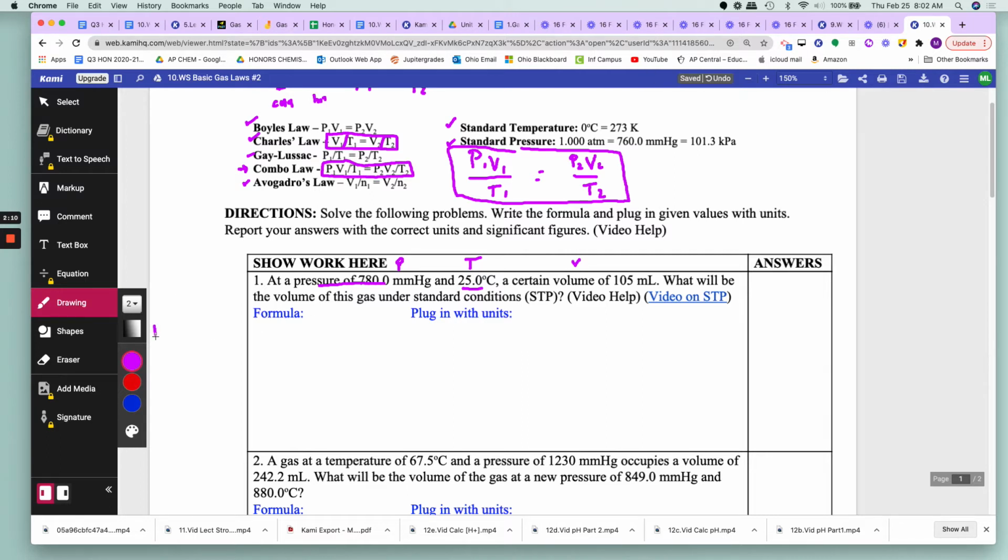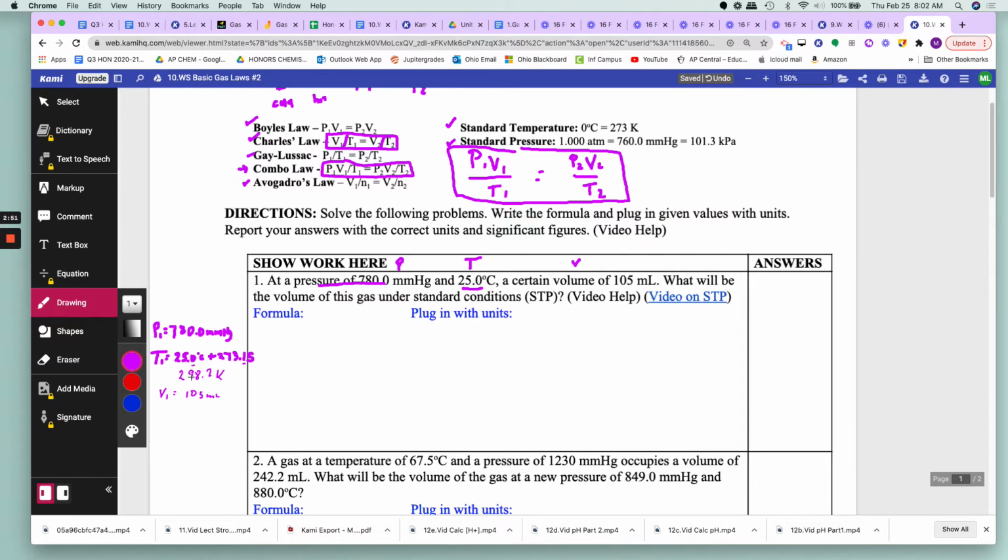At a pressure of, so P1 is equal to 780.0 millimeters of mercury. Temperature 1 is equal to 25.0 degrees C. I'm going to add 273.15 there to make it into Kelvin. So it is 298.2. This has 1 decimal place, so when I add to this, I'm rounding it to 1 decimal place in Kelvin. And then volume 1 is equal to 105 milliliters.